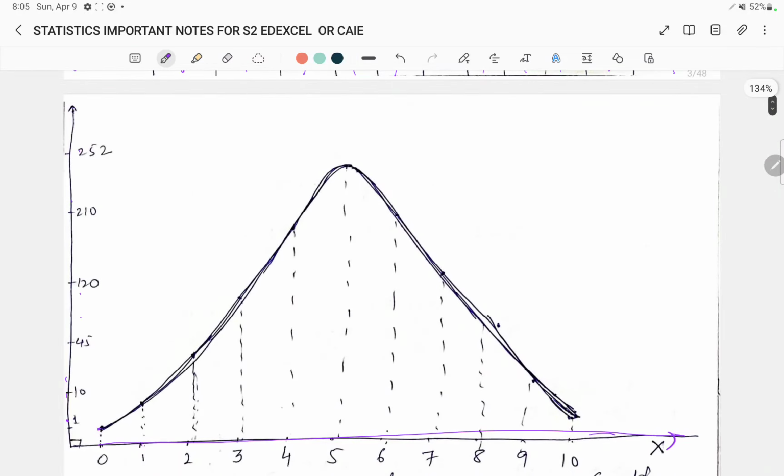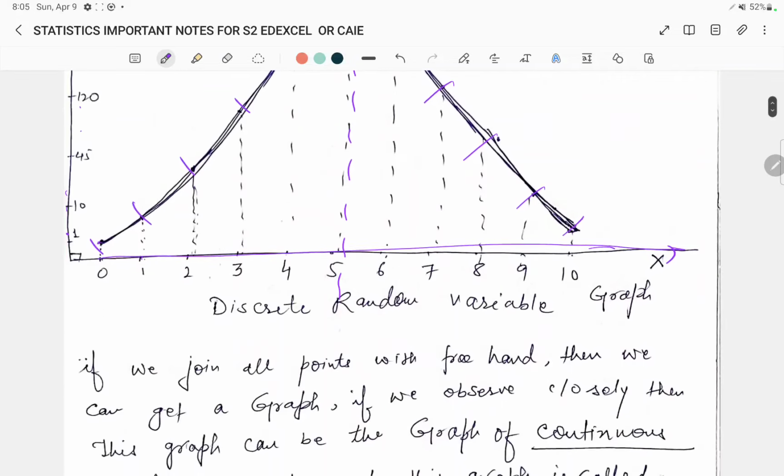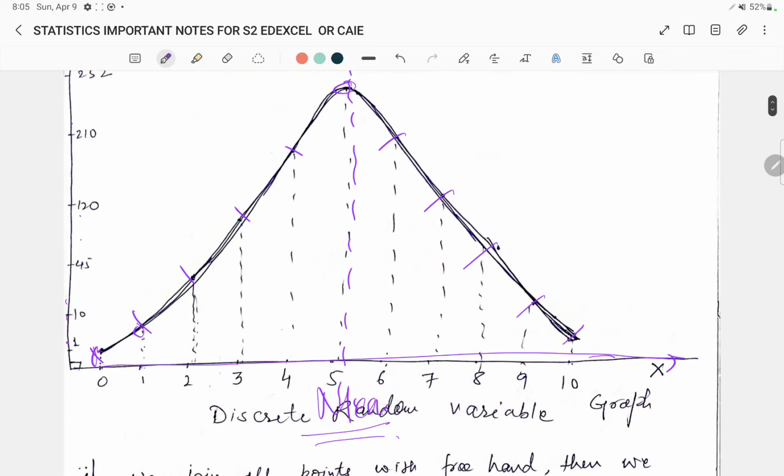So that's why it is symmetrical about the middle one. So this is your mean. These are discrete points: one point, another point, another point.